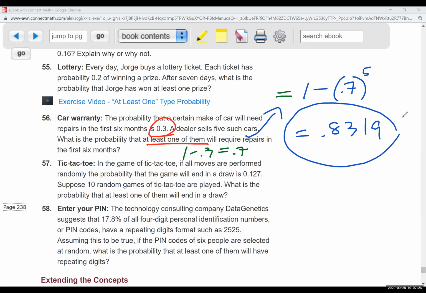Why is it the 5th power and not the 6th power? 5 cars. Okay, so the 6 months doesn't play a part, the 5 cars does. So please pay attention to the problem. You want the probability that a certain make of car will need repairs, meaning you're talking about the cars, not the months. So that's why 5 cars. So raise it to 5. Okay.